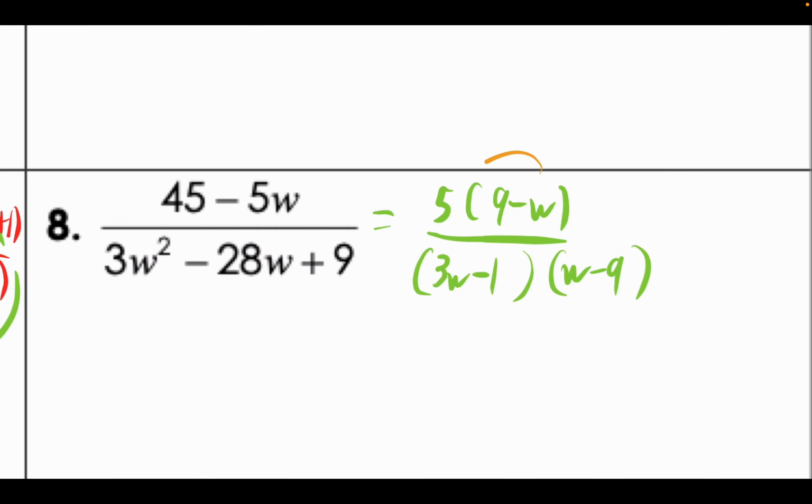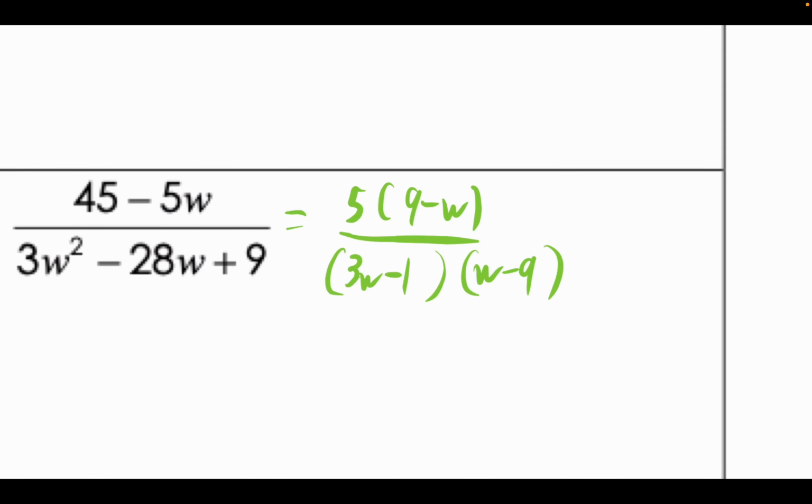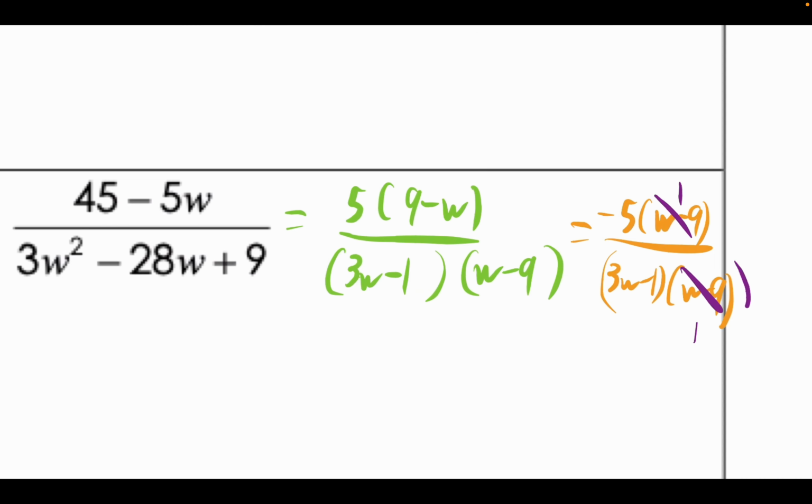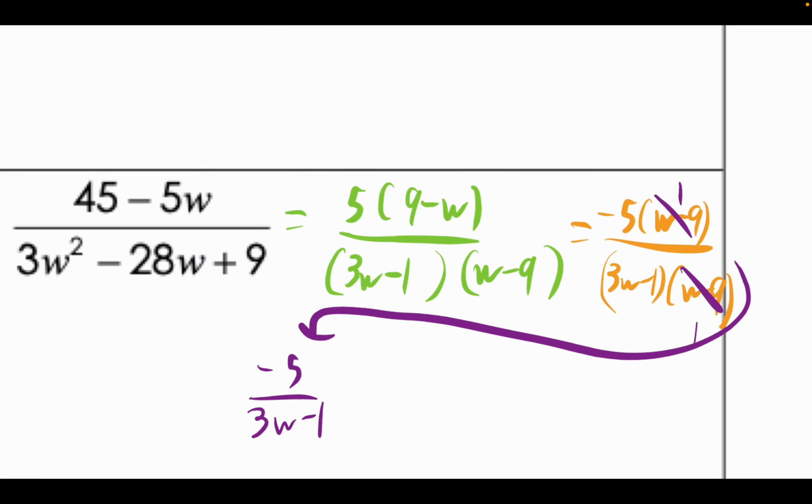Now I notice that this top and bottom aren't the exact same, but they're similar, and so that's one where you could do the shortcut, or like I like to do, I'm going to flip-flop this one around since I like to start with the variable, and I'm going to make it a negative 5 with w minus 9, because that'd be like a negative 1 getting factored out and multiplying with the 5, and I have 3w minus 1 and w minus 9. Now those w minus 9's are the same, and I'm left with negative 5 over 3w minus 1.